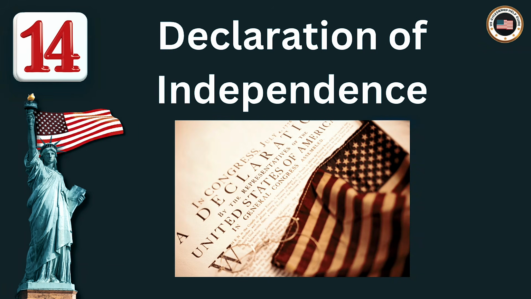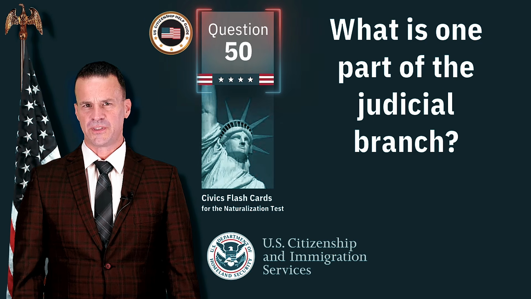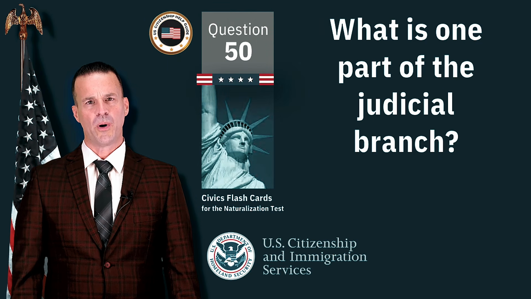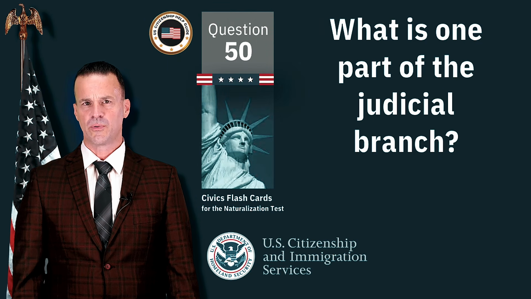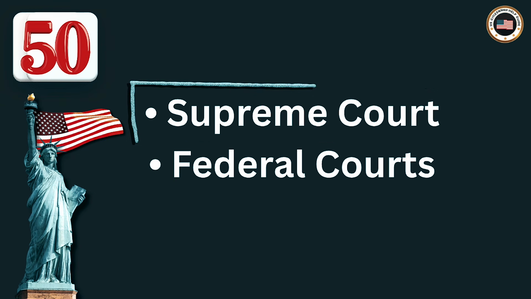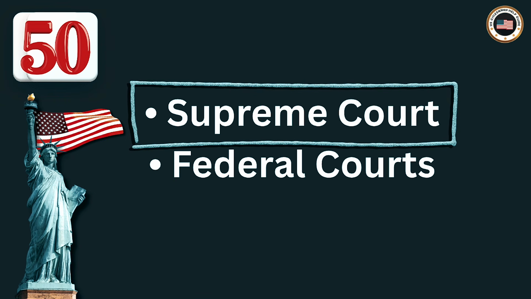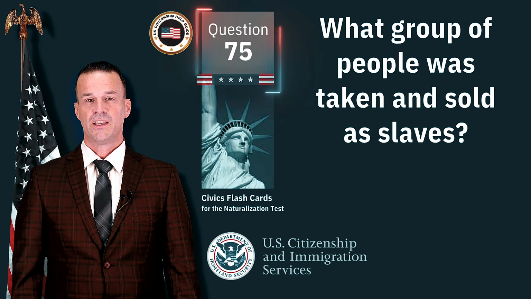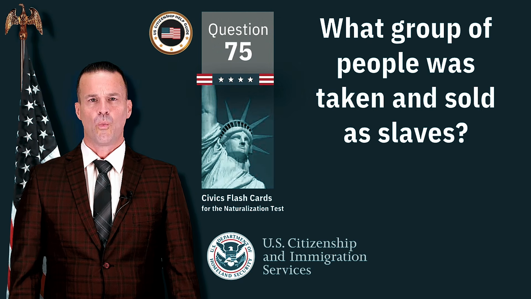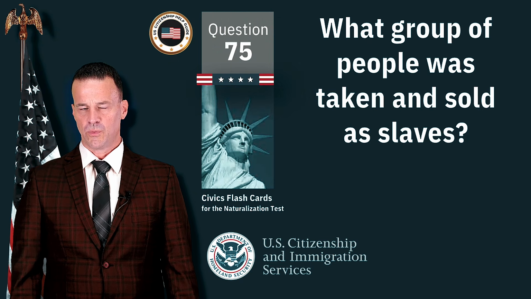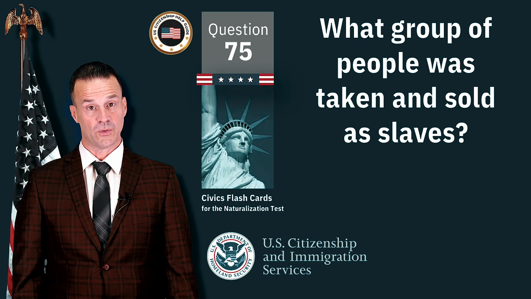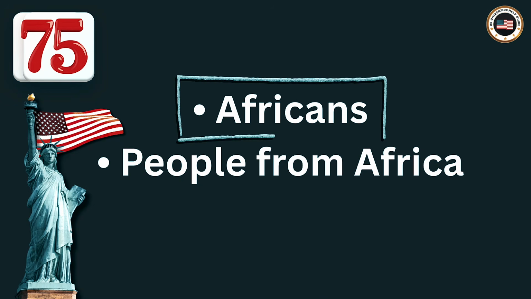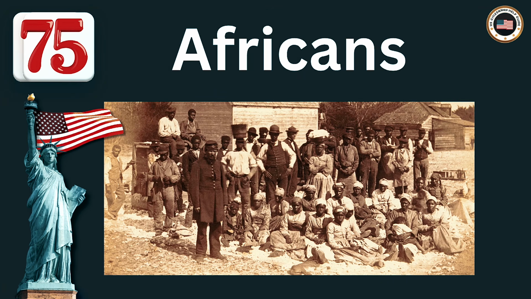50. What is one part of the judicial branch? Supreme Court. 75. What group of people was taken and sold as slaves? Africans.